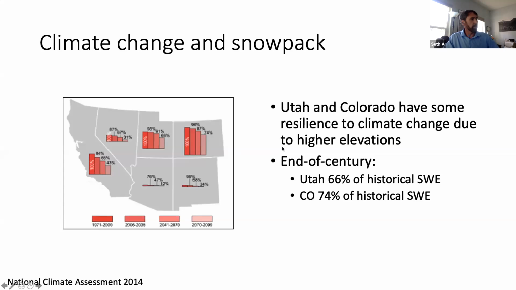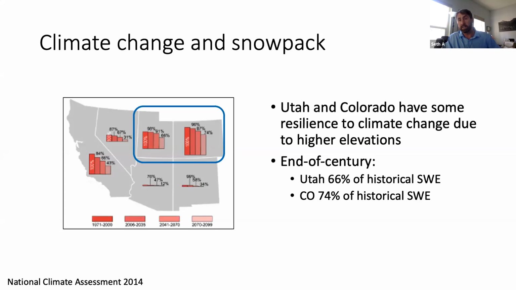So now I'd like to finish off the presentation with just a little bit of information about projections of snow and drought. This figure here comes from the National Climate Assessment and specifically looks at snow water equivalent in Utah and Colorado. Each of these red bars represents different time periods. And I do want to point out, compared to the other southwestern states, Utah and Colorado have some resilience towards snowpack and snow water equivalent loss.